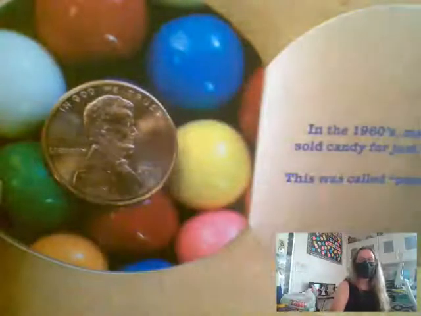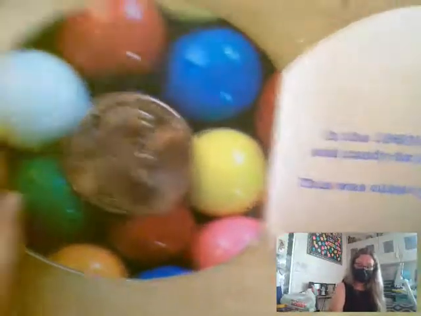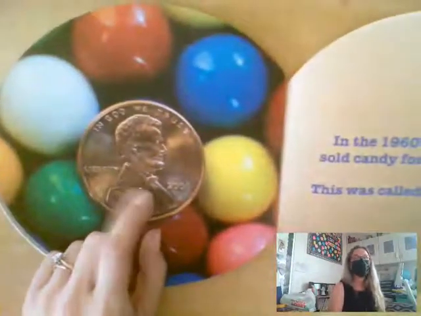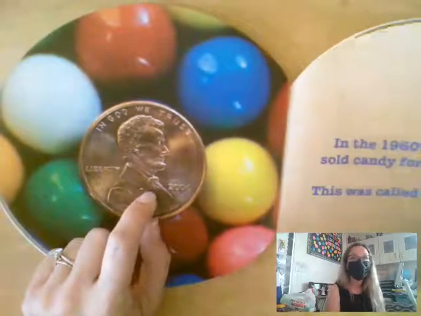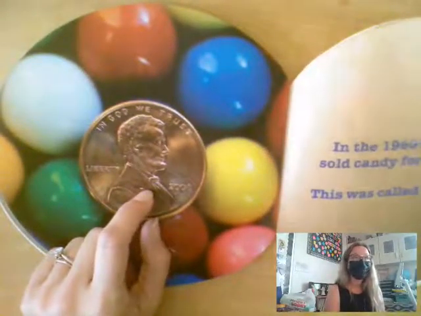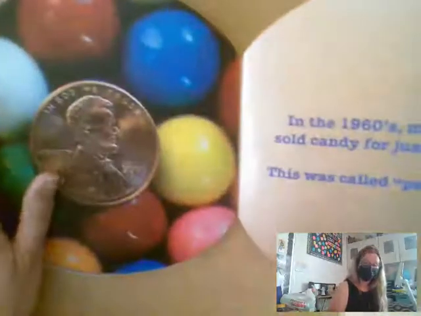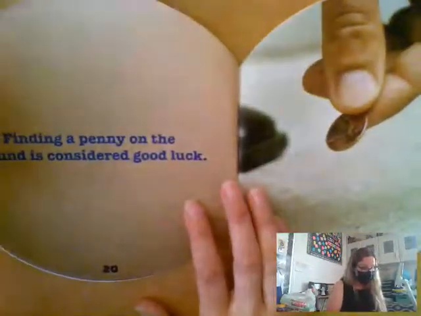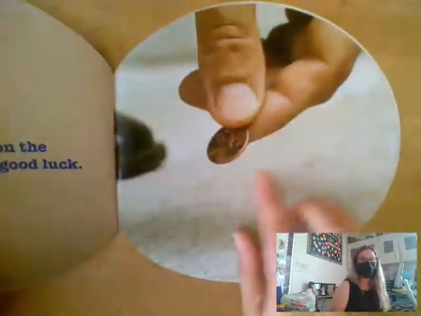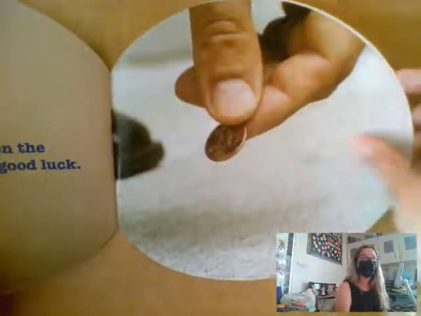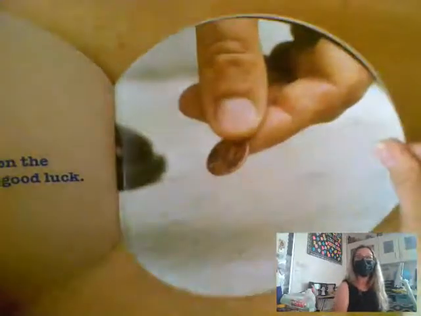In the 1960s, many stores sold candy for just 1 penny. It was called penny candy. Wouldn't that be nice to be able to go in today with just 1 penny and get candy? There's not much you can get for a penny today. Finding a penny on the ground is considered good luck. So if you ever see one laying on the ground, see a penny, pick it up, and all day long you'll have good luck.